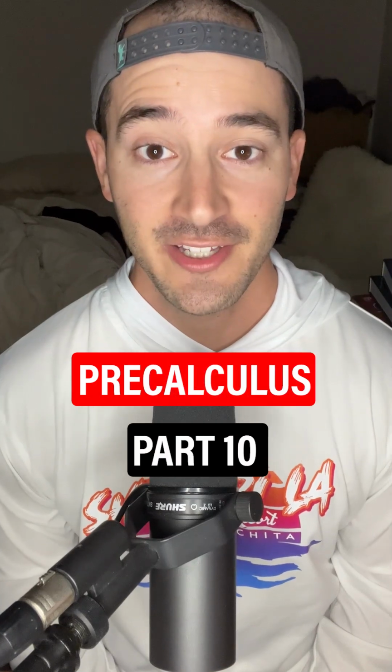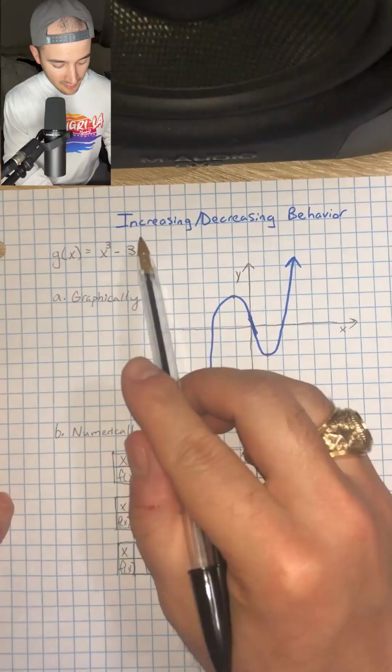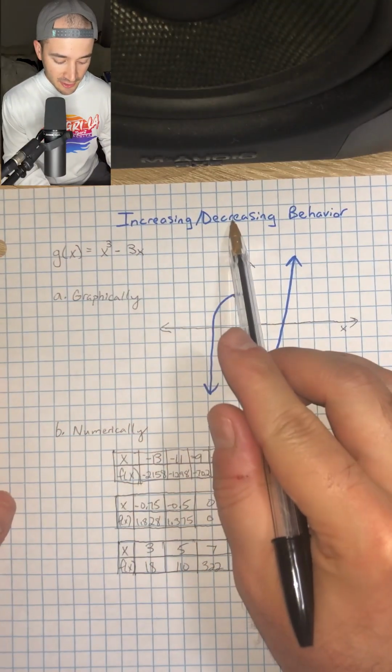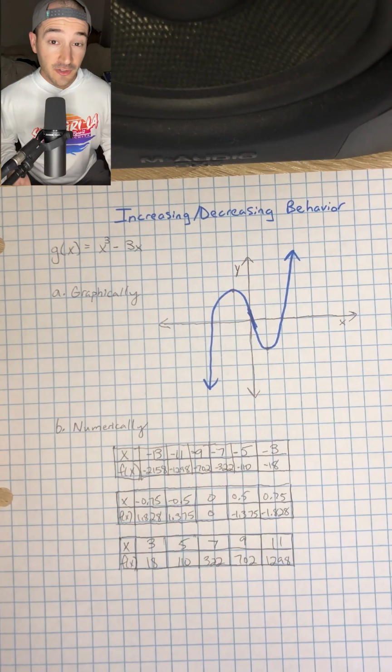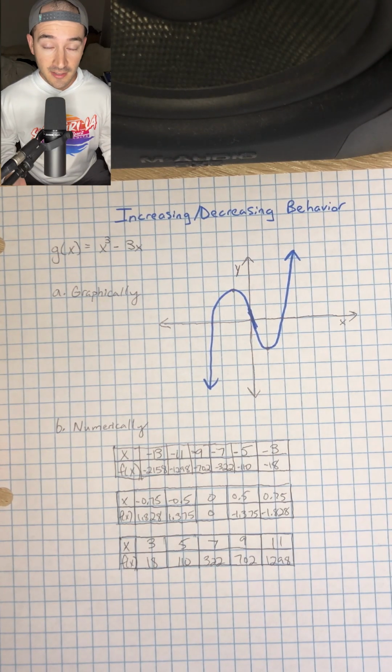This is everything you need to know for Precalculus, Part 10. So we're talking about increasing and decreasing behavior today, and we're going to look at two ways of talking about it. First, we're going to talk about graphically what that looks like, and then we're going to talk about how we can confirm that numerically.